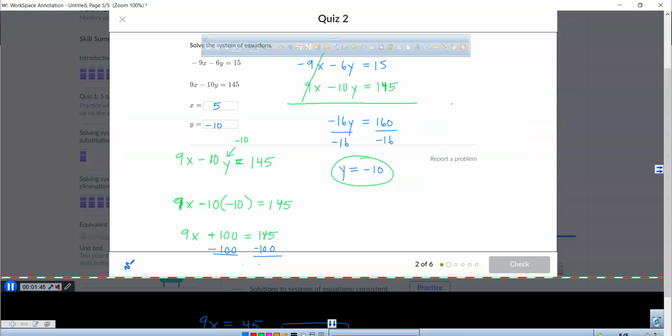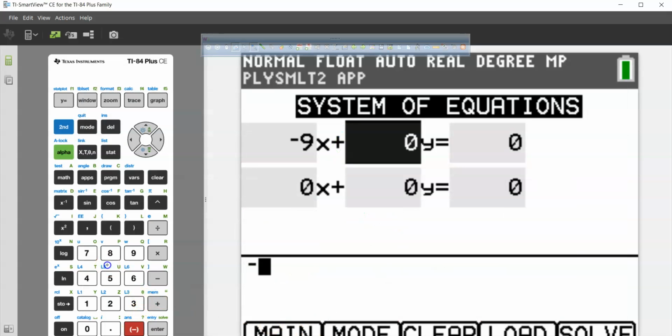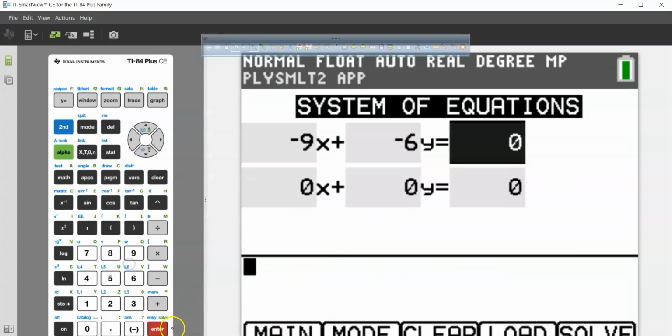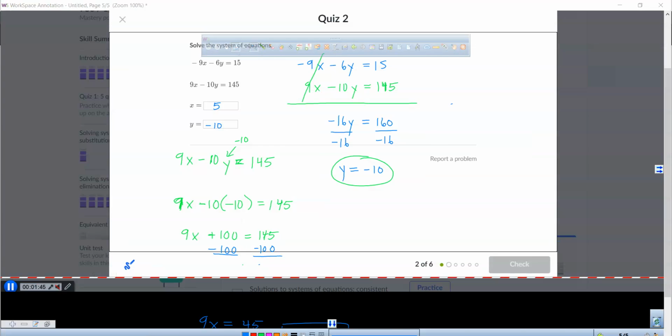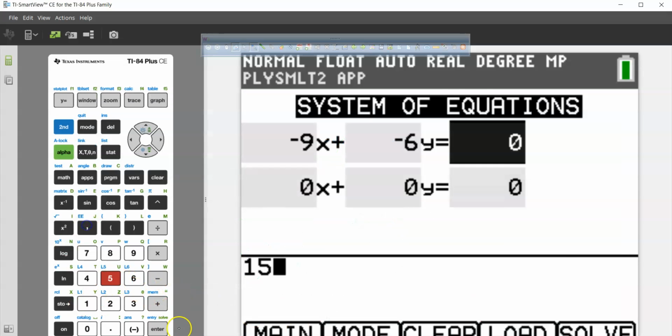Nobody's helping me, so I'll just have to keep helping myself. -6. There we go. -6. Enter. And then we have 15. So put 15 like that. Enter.